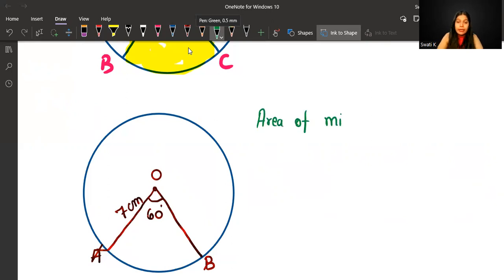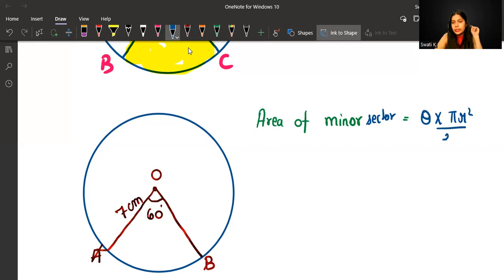If you're finding the area of a minor sector, you have to check the angle at the center made by the minor arc only. The angle made by the length of this minor arc at the center of the circle is 60 degree. So that means theta is going to be 60. The formula is theta times pi r square over 360. Let's put everything. Theta is 60. Pi, let us take the value here as 22 over 7. This is r square, so r is 7 times 7 over 360.